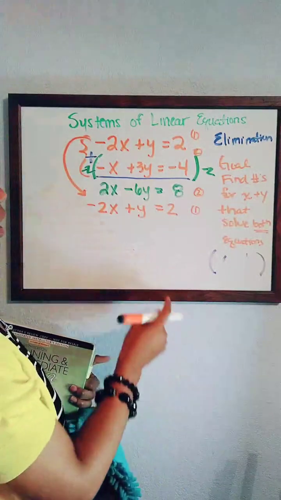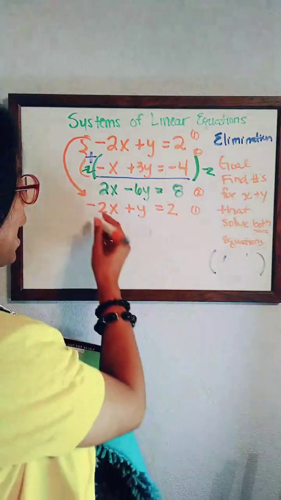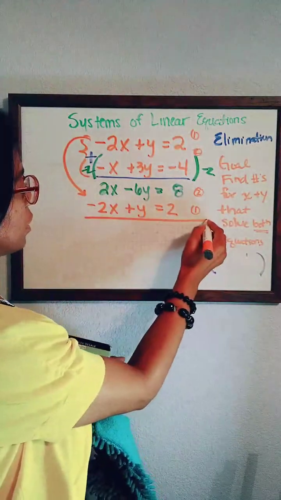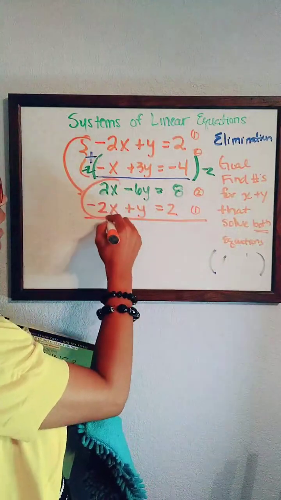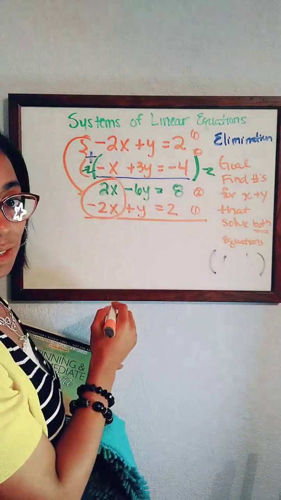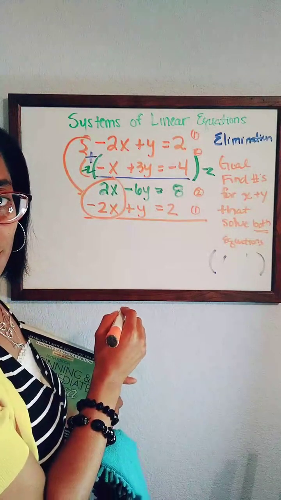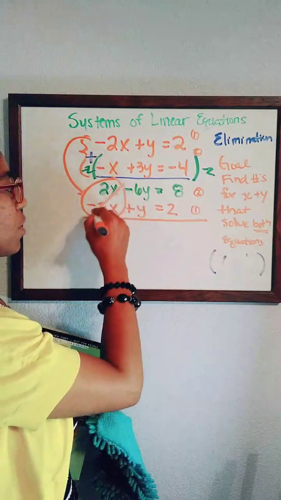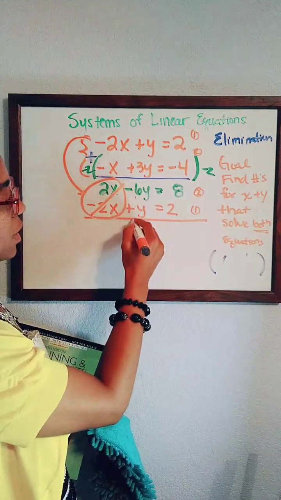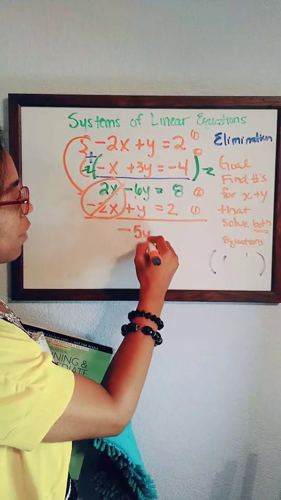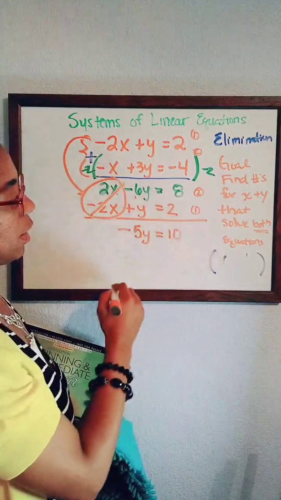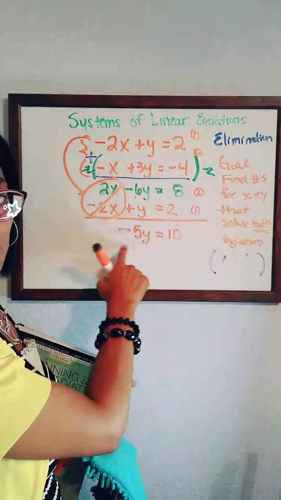All right. Let's go ahead and add these two equations together. What happens when I have a -2 and a +2? What does that make? 0. So now I have -6y and +y, which is -5y is equal to 10. And what do I do to get this by itself?